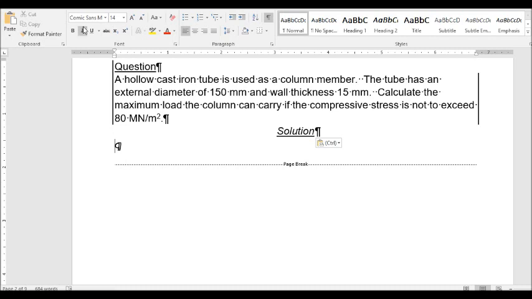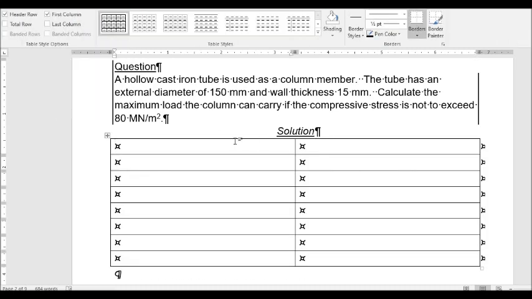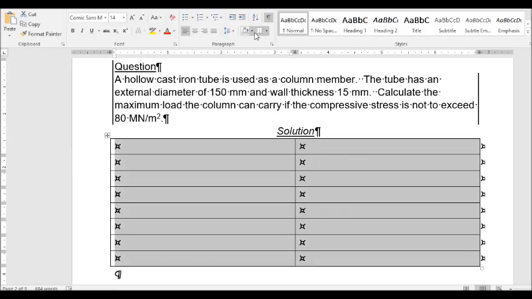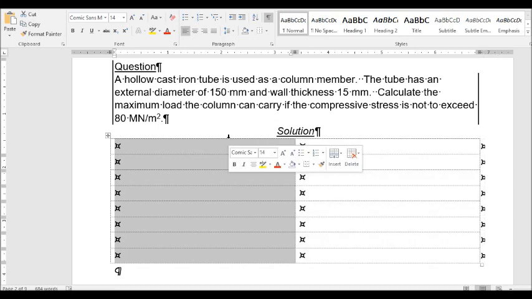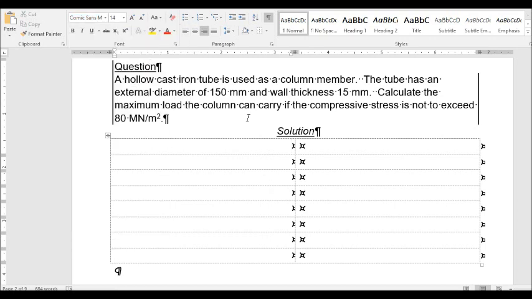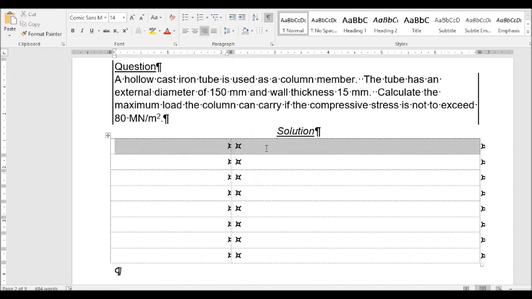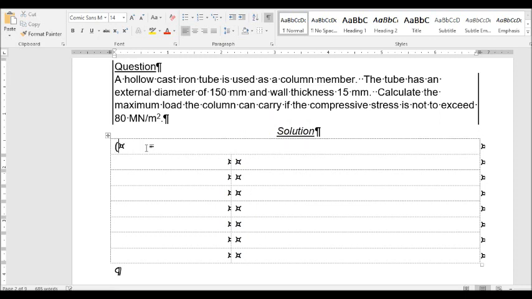To structure this, I would first of all insert a table with 2 columns. I would highlight the columns, move the borders, and justify the left-hand column. The font I'm using here is Comic Sans MS. I drag my column to the left to merge the first row. I like to number each of these steps in the process. I'm not going to bullet them now.